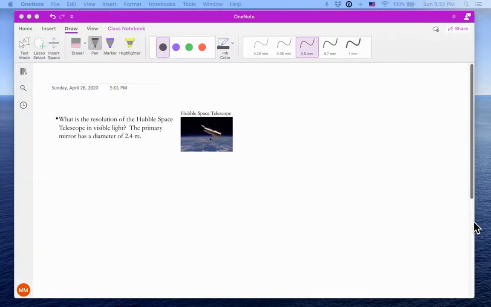Okay, in this problem, we are determining the resolution of the Hubble Space Telescope in visible light. The primary mirror has a diameter of 2.4 meters.